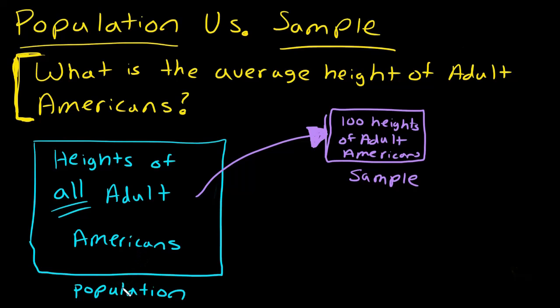So suppose I had done that and I had 100 heights of adult Americans. I may have found that their average height was, I don't know what it might be, but let me just say 66 inches. This is including both males and females. So I have the 100 heights, and when I take the average, I find that it is 66 inches. Now, does that mean that's my answer, that the average height of adult Americans is 66 inches? Well, it might be, but it may not be, because I didn't collect data on the entire population.